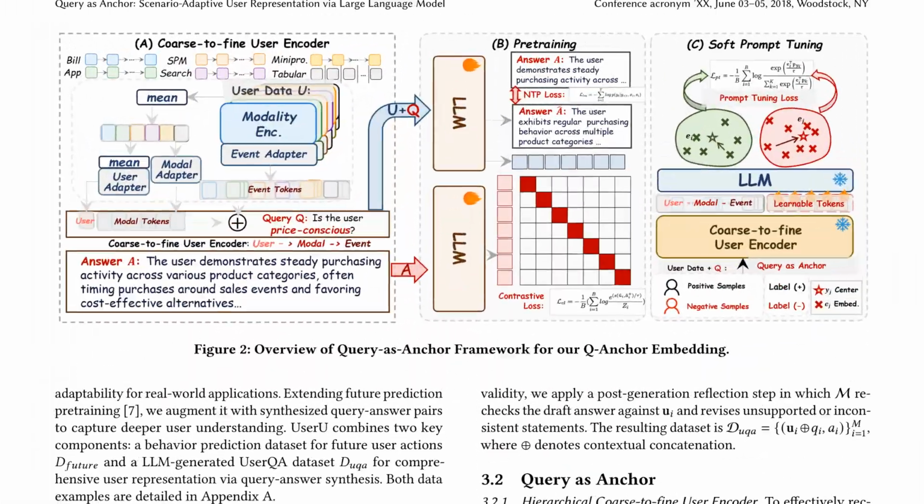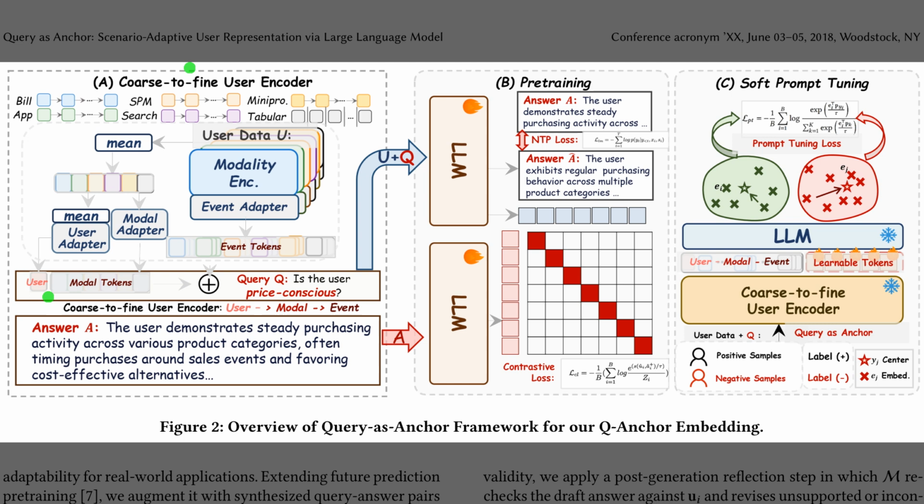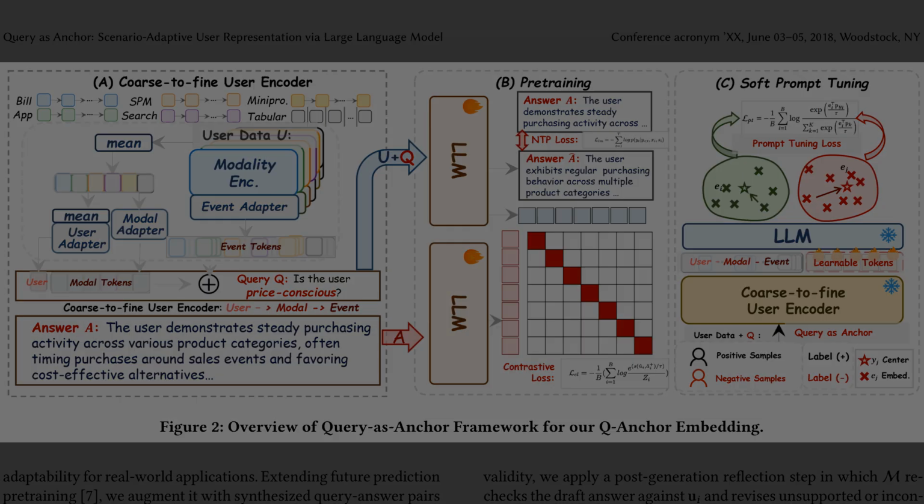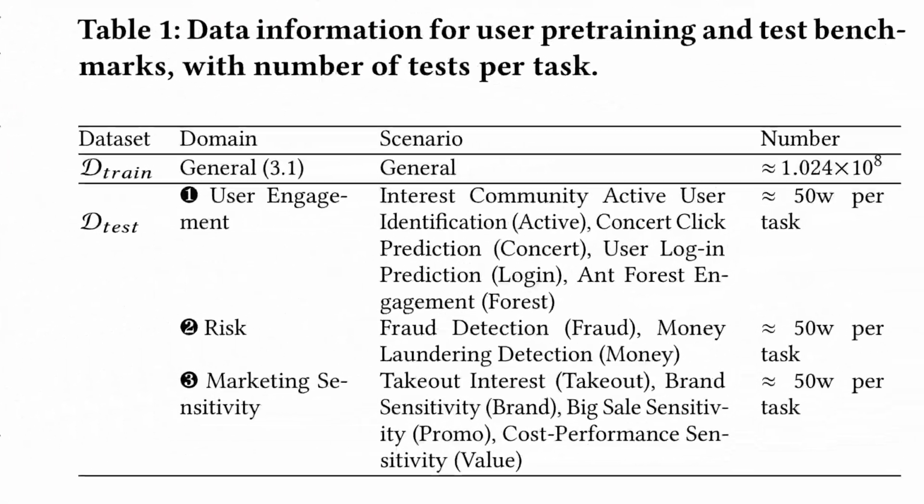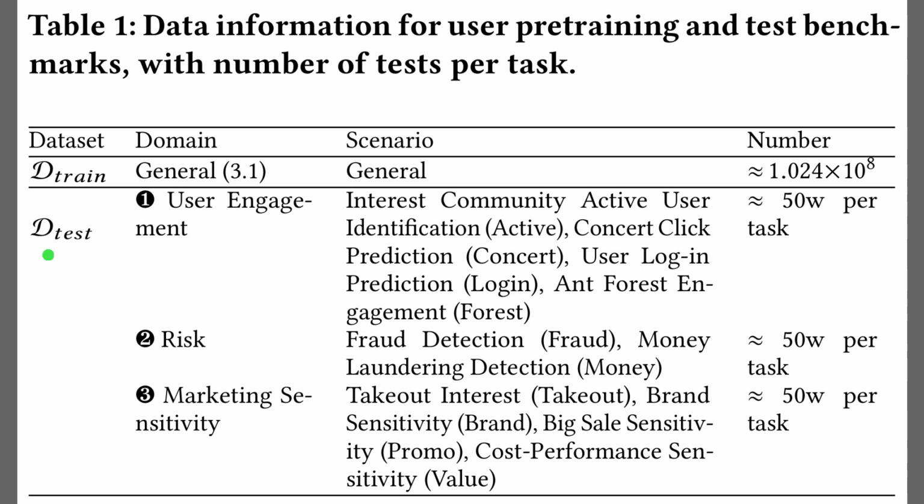Figure 2 details the complete three-stage pipeline. On the left, Panel A displays the course-defined user encoder, which processes raw logs like bills into hierarchical representations combined with a specific query. The middle section, Panel B, outlines pre-training, where a dual-tower setup aligns these profiles with target answers using contrastive loss. Finally, Panel C on the right shows the tuning process. Here, the main model is frozen to save compute, and only lightweight soft prompts are updated to adapt the system for specific tasks.